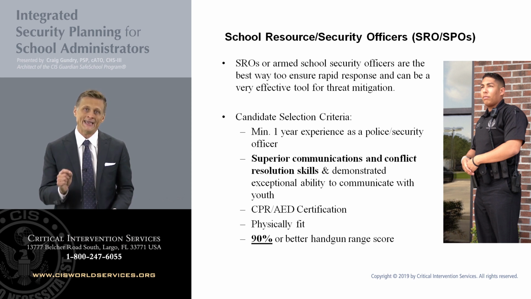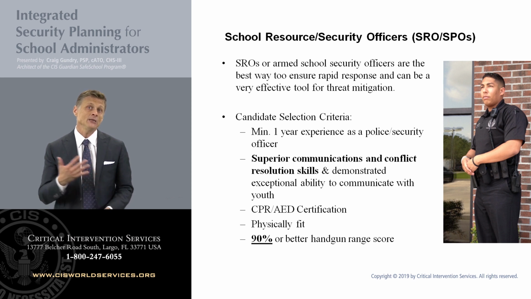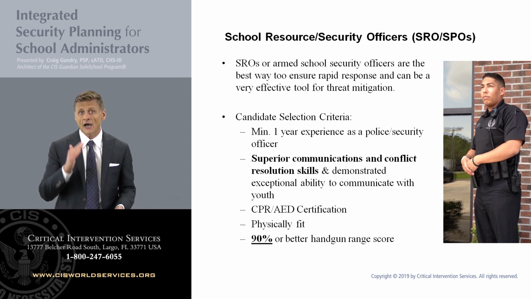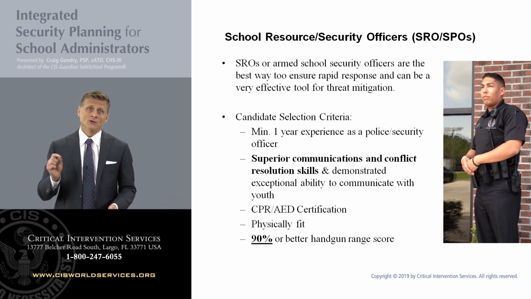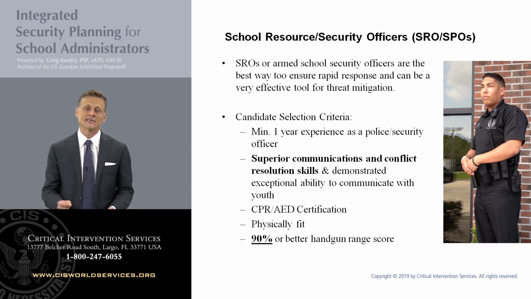Also, basic CPR and AED certification should be mandatory. They should be physically fit and should have a 90% or better handgun range score. Now, many law enforcement agencies throughout the nation, as well as security agencies and different state requirements, require somewhere around 70 to 80% proficiency score for weapon qualification. I strongly recommend that you adopt the CIS standard that we use for our officers, and that's 90% or greater. When I have somebody with a gun in the hallway with children, I want to make sure that they don't just have a basic level of proficiency, but that they have a superior level of proficiency if they're going to be putting rounds downrange.